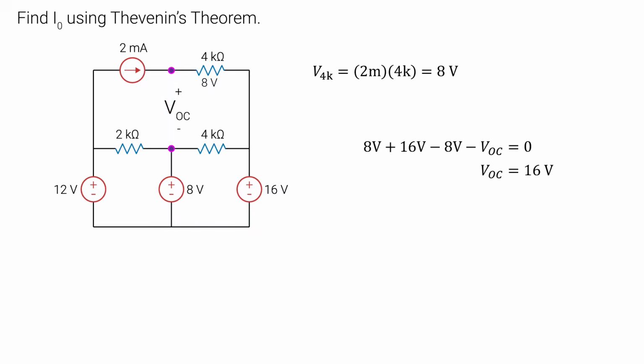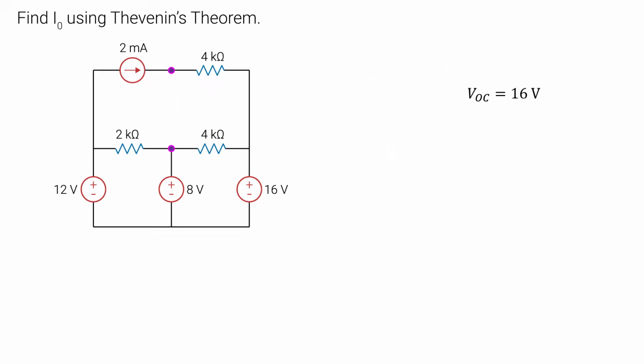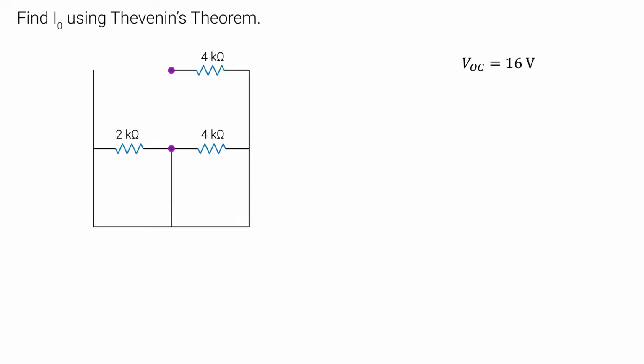The next step is to figure out RTH. So our current sources become open circuits, while the voltage sources become short circuits. This conductor here is useless in this scenario, so let's remove it. Much better. So now, looking inwards from here, what is our RTH?